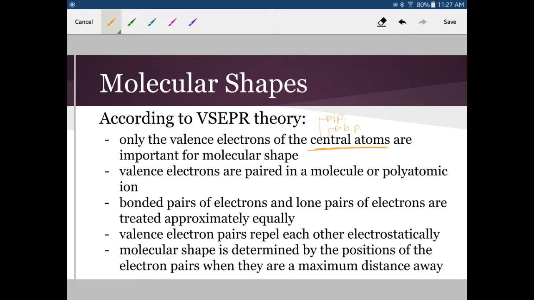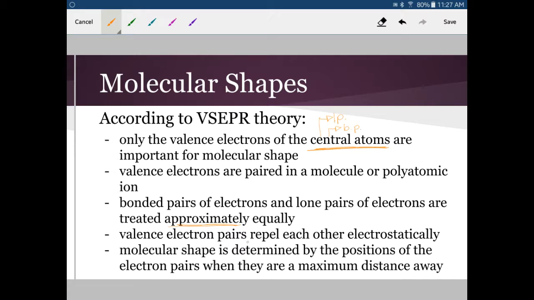Now, our valence electrons are paired in a molecule or polyatomic ion, which we know is either lone pairs or bonding pairs. Bonded pairs of electrons and lone pairs of electrons are treated approximately equally. I'm going to use that word approximately equally because we do notice that our lone pairs exhibit a slightly greater push or repulsion from our bonding electrons.